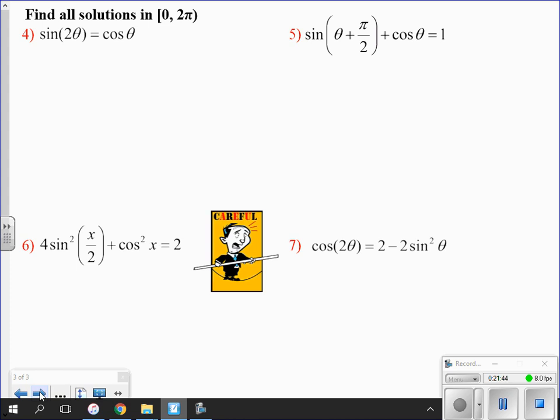Okay, these last ones, we're solving for theta. It's been a while since we've done this. We didn't do this since last semester. The process is the same though. So here's what we want to do: you want to use your identities that we've gotten the last couple of days.